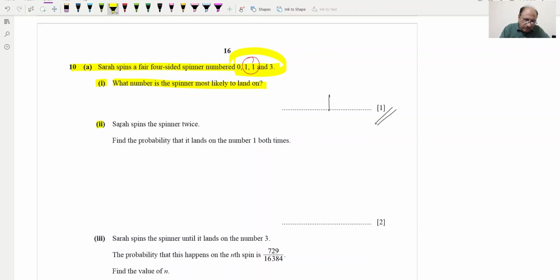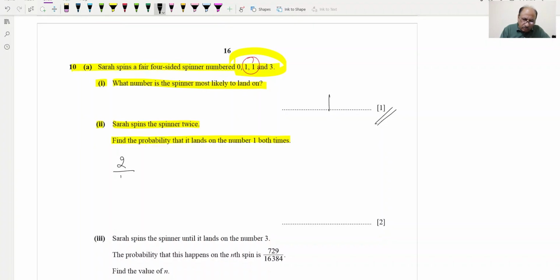Now the second part, Sarah spins the spinner twice. Find the probability that it lands on the number 1 both times. So the probability for first landing on 1 will be 2 by 4.